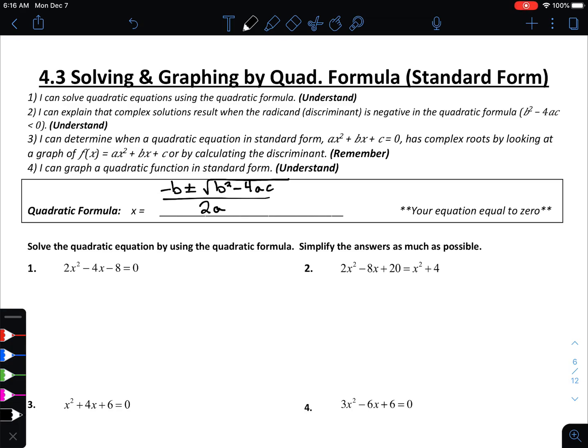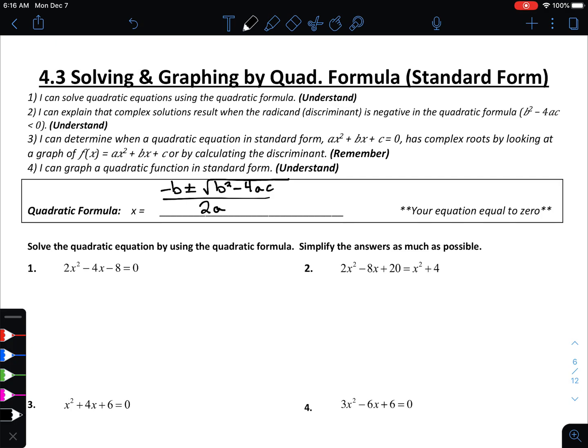Alright guys, so in this section we're going to be talking about our third and final way of graphing quadratics. We're going to be talking about how you can solve by the quadratic formula, as well as how to graph from standard form. Remember, so far we've seen both factored form and vertex form.